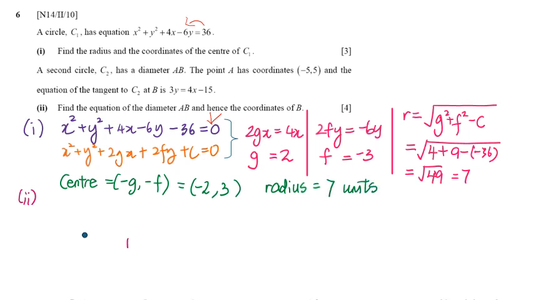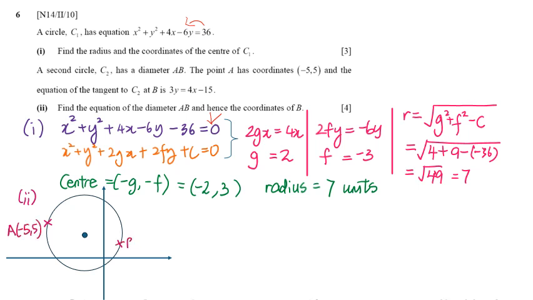So that's part 1. For part 2, you have another circle called C2. For C2, we have to draw the diagram because there are more things. You have a point A and then another point B, and AB is the diameter, and then you have a tangent line at point B. So we have more things to manage. So let's draw the diagram.